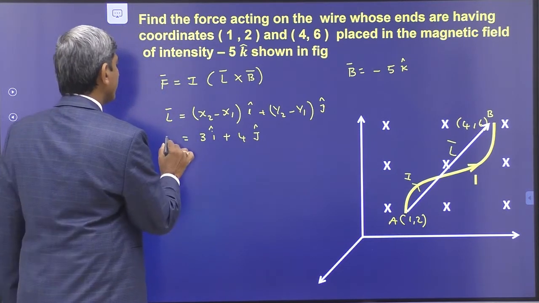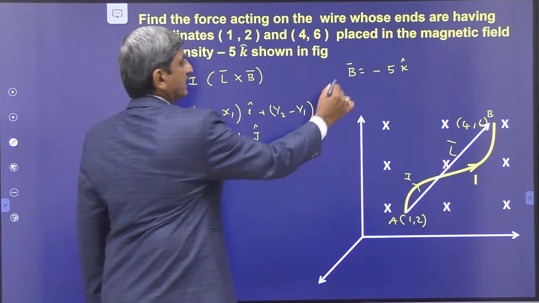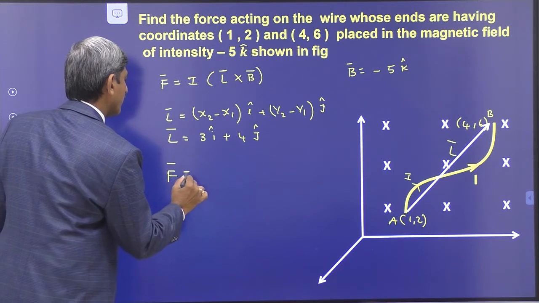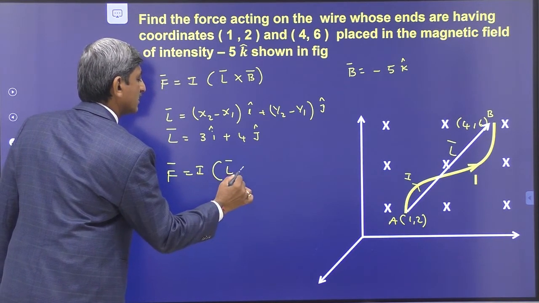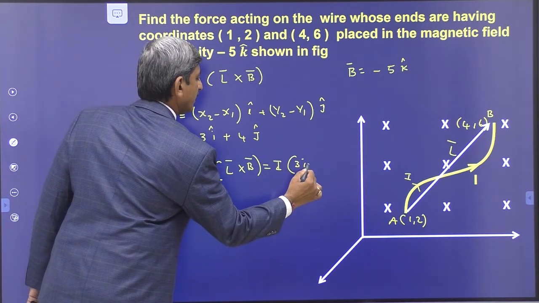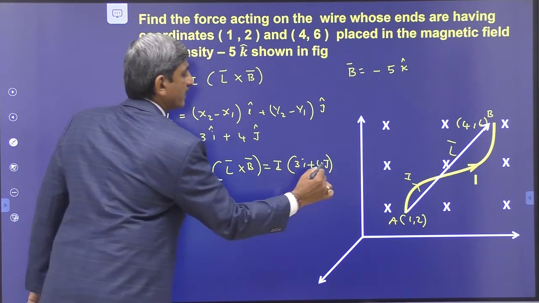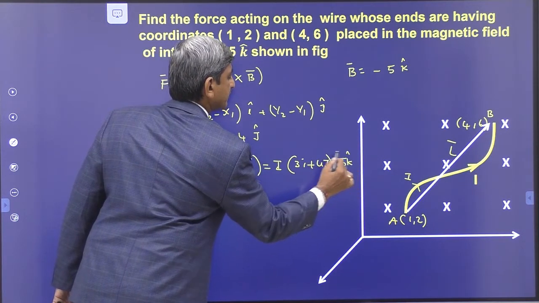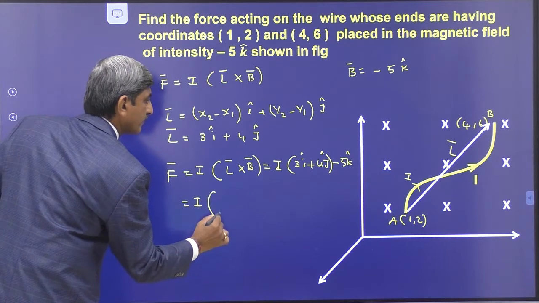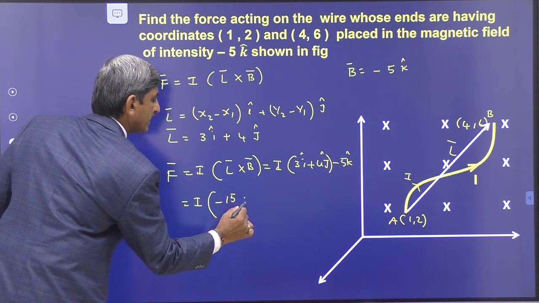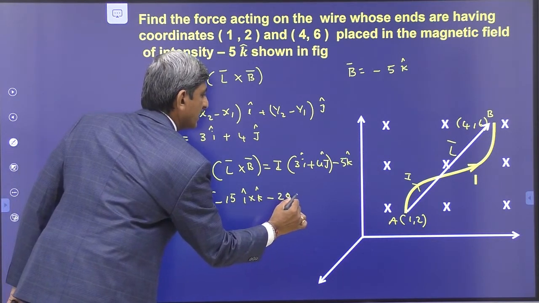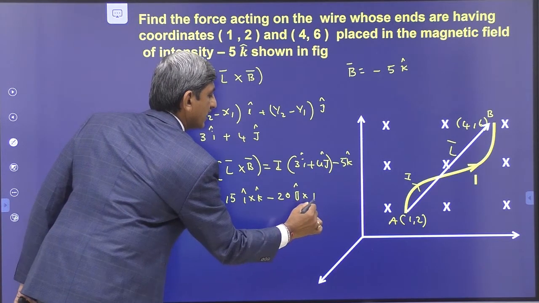This is the length vector of the given wire, and the magnetic field vector is also given. Then the force can be determined by F bar is equal to I times L bar cross B bar. This is equal to I times (3i + 4j) multiplied with (-5k). So by expanding this, it becomes I times (-15 i cap cross k cap - 20 j cap cross k cap).